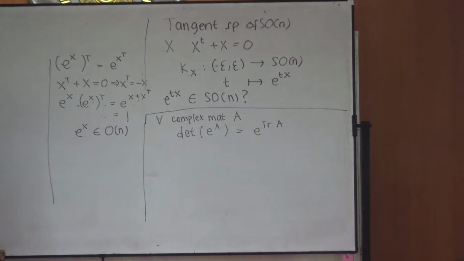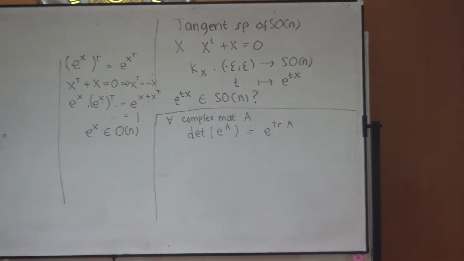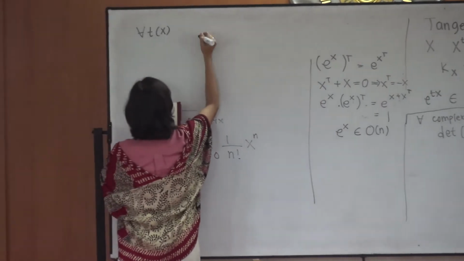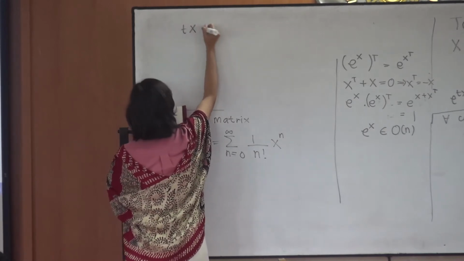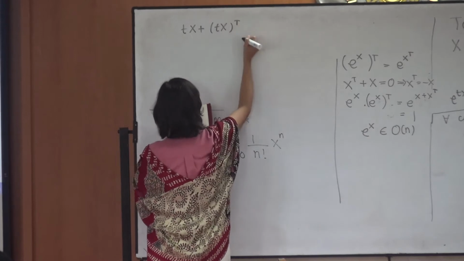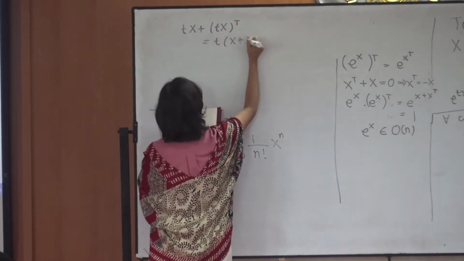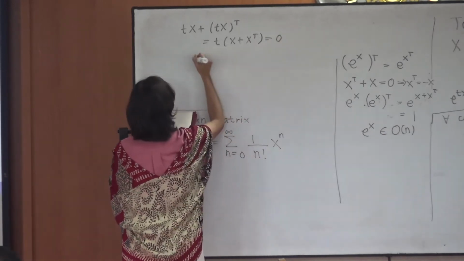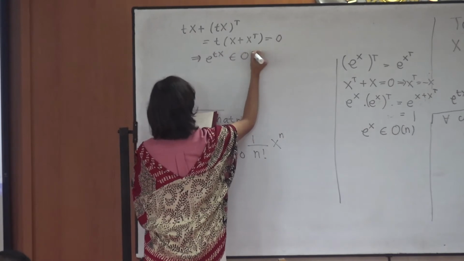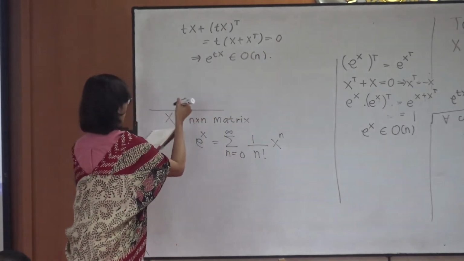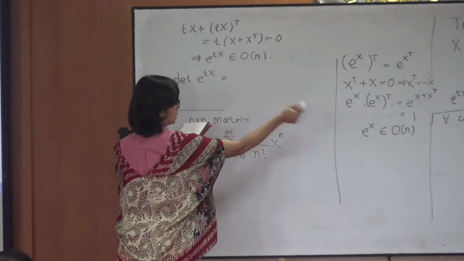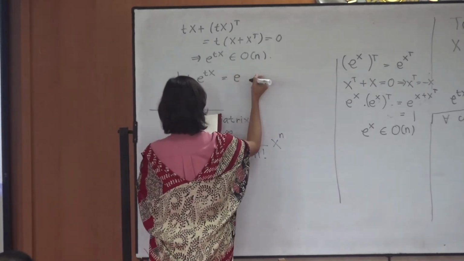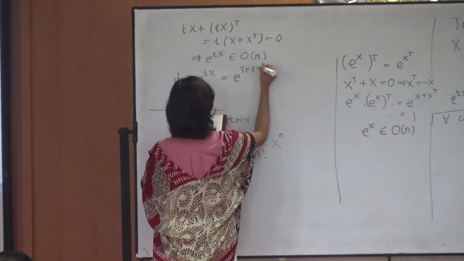So after e^x in O(N), we also see that for all t, tX + tX transpose equals tX + X transpose, and this is also 0, so e^{tX} is also in O(N). And the determinant of e^{tX} by that formula is equal to e to the trace of tX.